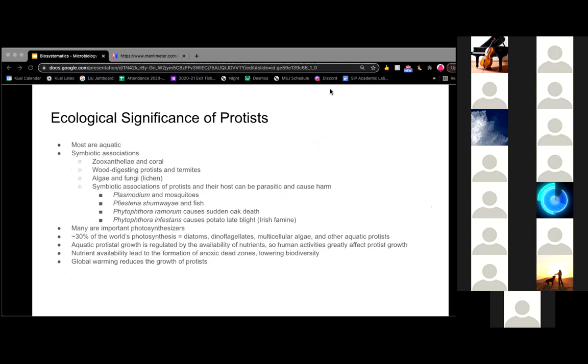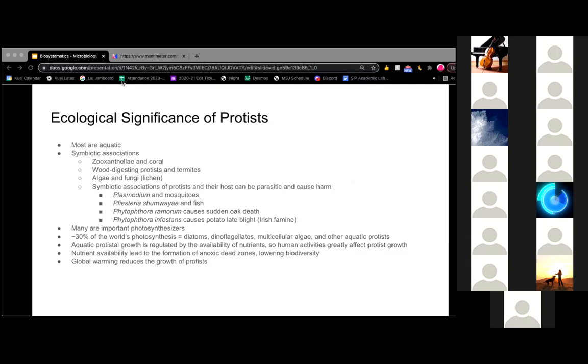All right, and lastly, I'll be talking about the ecological significance of protists. So most protists are aquatic and are thus found anywhere with water, and they can form symbiotic associations with other species. Some of these examples include the zooxanthellae, which are a type of dinoflagellate, and coral. The coral basically provides the zooxanthellae with a place to live. And in return, the zooxanthellae photosynthesize and can provide the coral with its color and energy from photosynthesis.